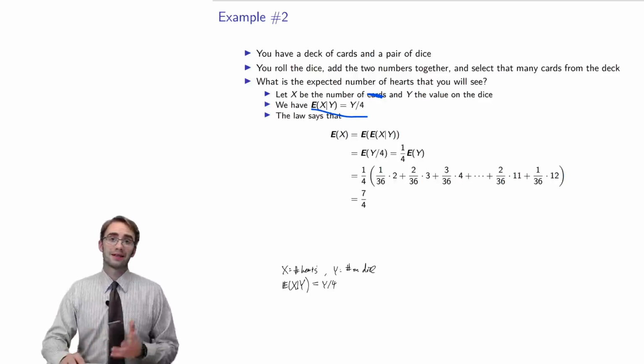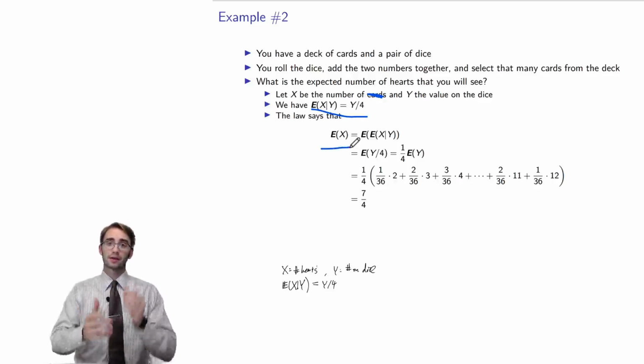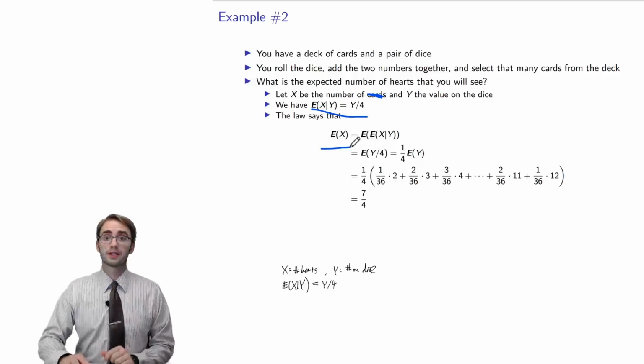And so what does this law say? This law says the expected value of x, the expected number of hearts that you eventually are going to see, is again the expected value of the expected value of x given y. That's this thing. And so we just established that the expected value of x given y is y on 4. So that's 1/4 of the expected value of y.